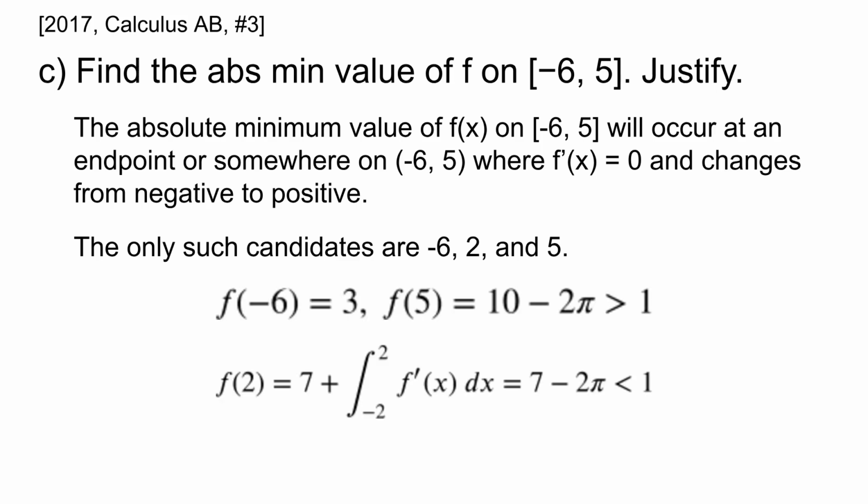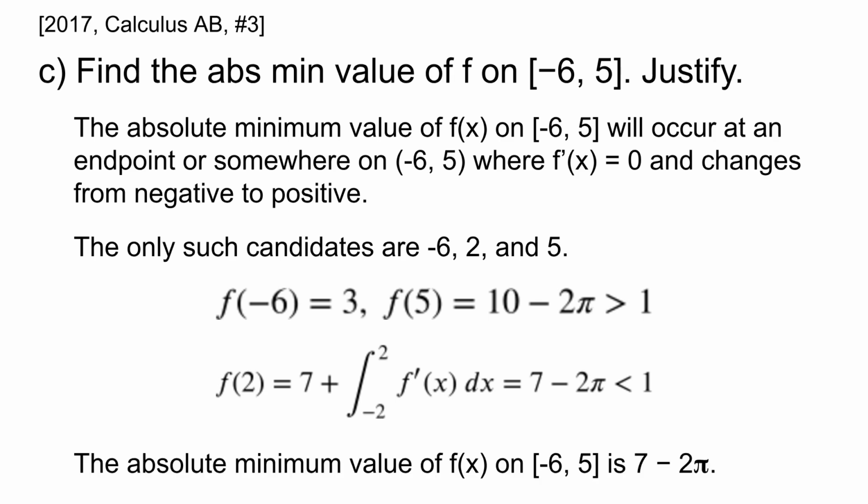We've already determined that f of -6 is 3 and that f of 5 is 10 minus 2 pi, which is greater than 1. And f of 2 we can find, that's 7 plus the integral from -2 to 2 of f prime of x dx, which is 7 minus 2 pi, which is less than 1. Given this information, we conclude that the absolute minimum value of f of x on the closed interval from -6 to 5 is 7 minus 2 pi.